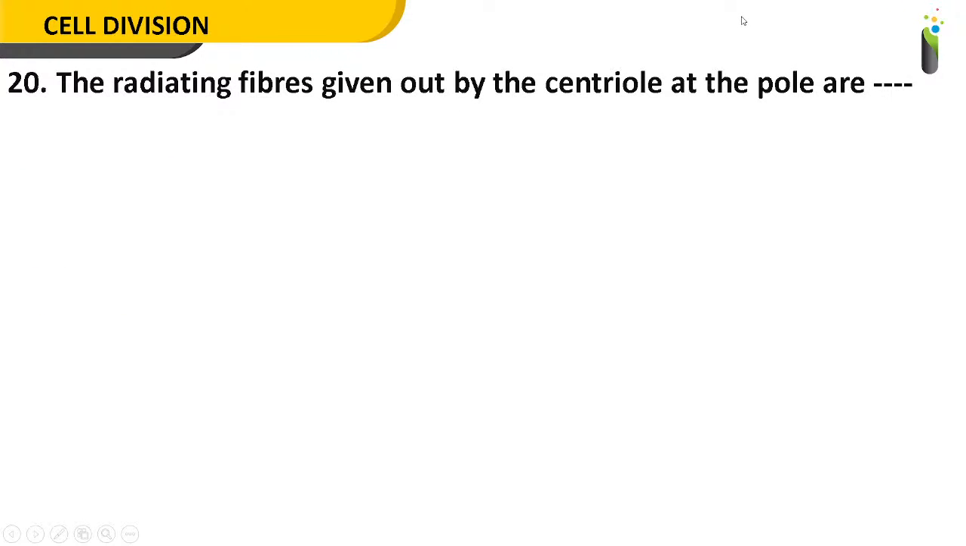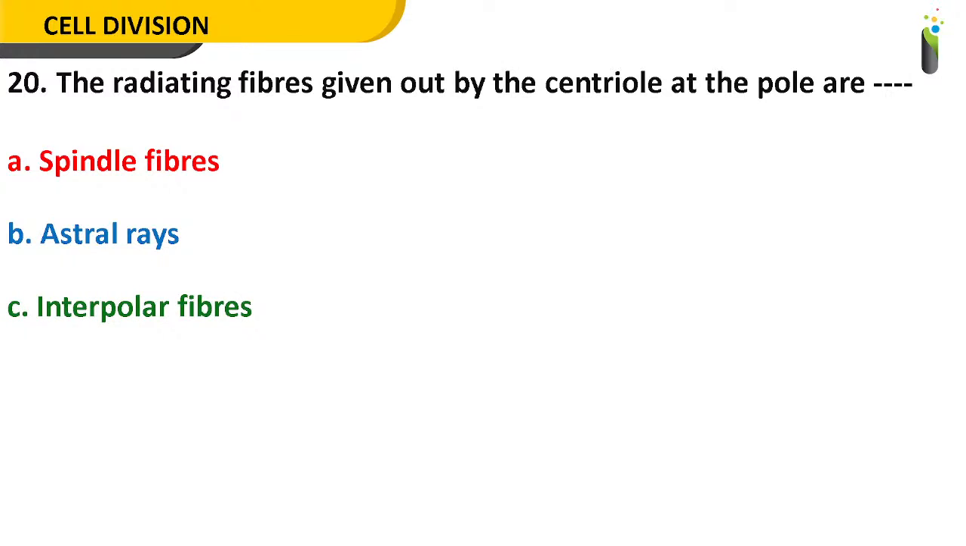Coming to the next question, number 20. The radiating fibers given out by the centriole at the pole are dash. A. Spindle fibers. B. Astral rays. C. Interpolar fibers. D. Interzonal fibers. The clue is in the question itself: the radiating fibers given out by the centriole at the pole. Well, the answer for this question is astral rays, also called astral fibers.